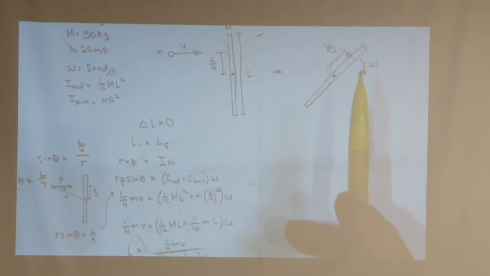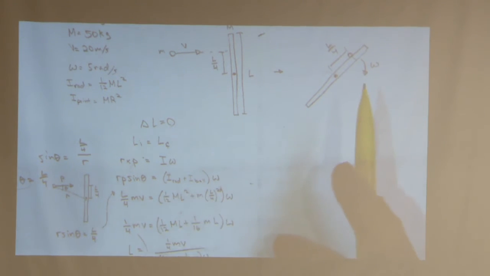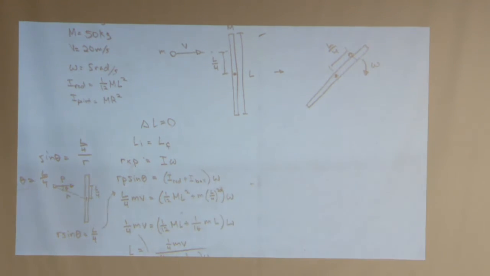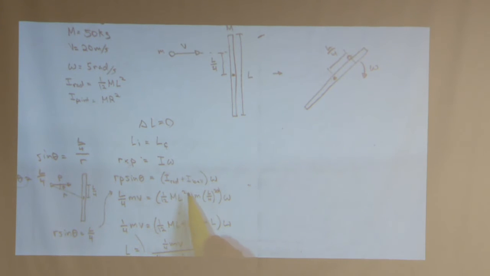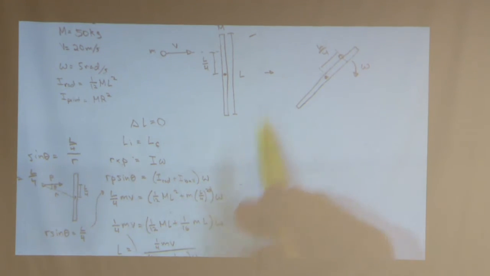Now to calculate I, we need to take into consideration the two different I values that we're going to have, because we're going to have an I value related to the rod, and an I value related to the ball that's stuck to the rod. So we know the rod is calculated as 1/12 ml squared. We're given the mass, and we're not given the length. That's what we're looking for. And then for the ball, we're going to use mr squared.